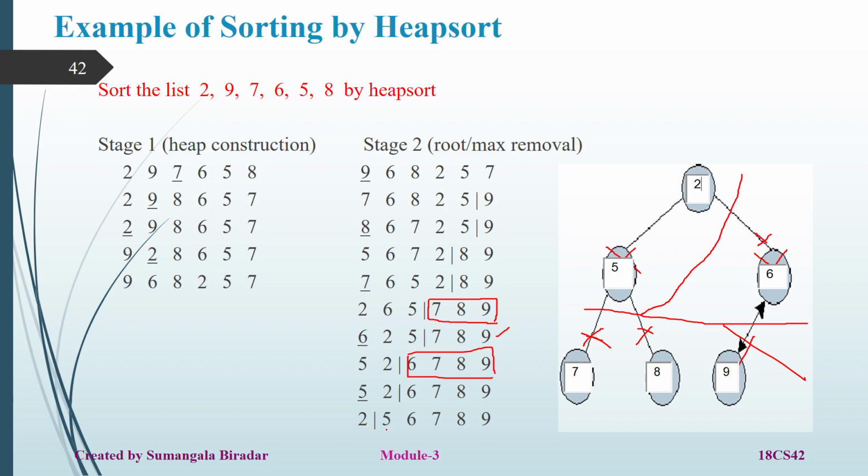And what elements have you deleted? Those elements come in this part: 5, 6, 7, 8, 9 here. Okay. So now see the elements. Are they in increasing order? Yes, it is sorted order. In this way, you can sort the elements using the heap tree here. Is it clear now how to sort the elements?